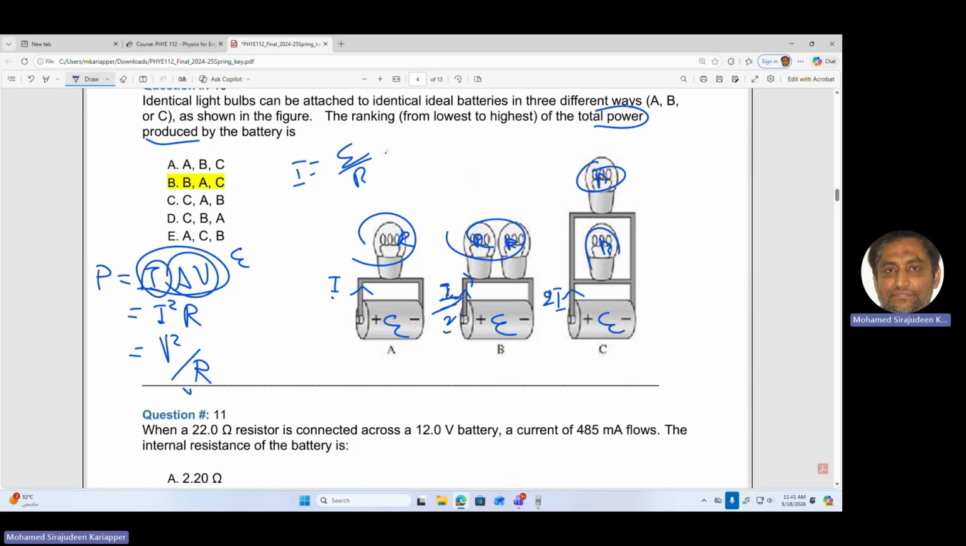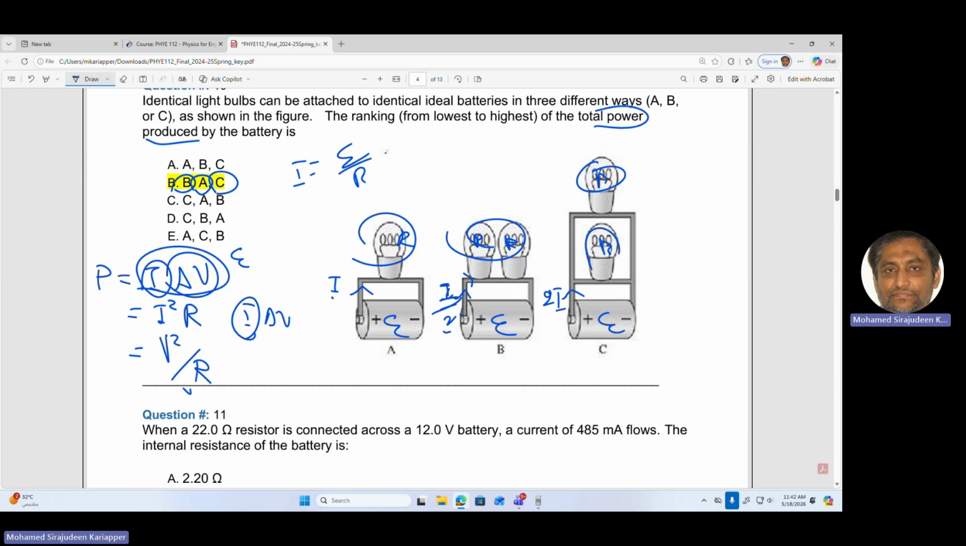Now you have the answer. Who will be producing the most power? C. Who will be producing the lowest power? B. Yeah, okay. Right? Because the equation is power equals I delta V, so you have to just look at the I. Smallest I will be B. That will be the smallest power. Second smallest will be A. The highest will be C.